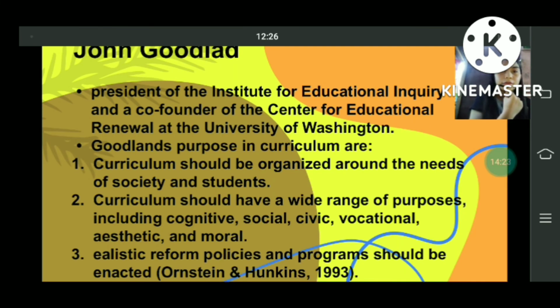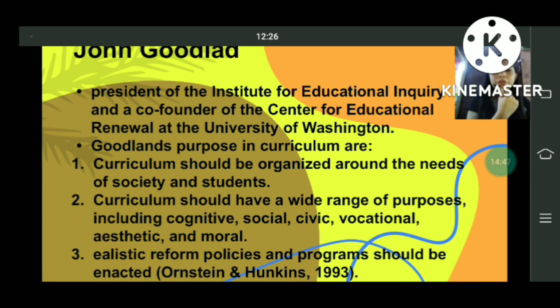John Goodlad. He is the president of the Institute for Educational Inquiry and a co-founder of the Center for Educational Renewal at the University of Washington. Goodlad's purposes in curriculum are: first, curriculum should be organized around the needs of society and students.